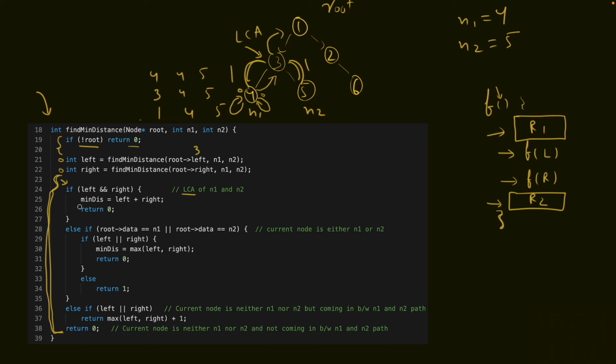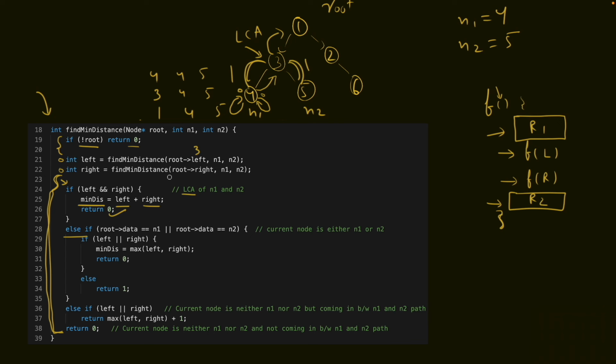So see, minimum distance is a variable. I just forgot to mention this is a global variable. So you'll say left plus right is my answer and you will return 0 from here. If this is not the case, if you are not at the LCA, then you will go for this else if condition. You will check if root's data, which is your current data 4, is n1 or n2, meaning you are trying to find: am I at some node which is either 4 or 5? So the answer is 4. Yes, it is correct. So the current node is either n1 or n2.